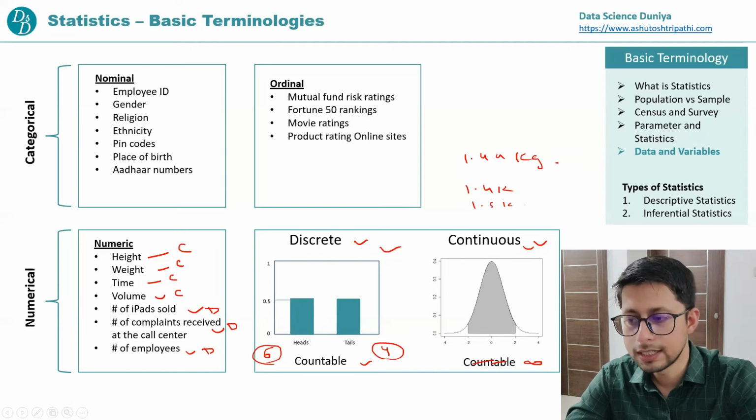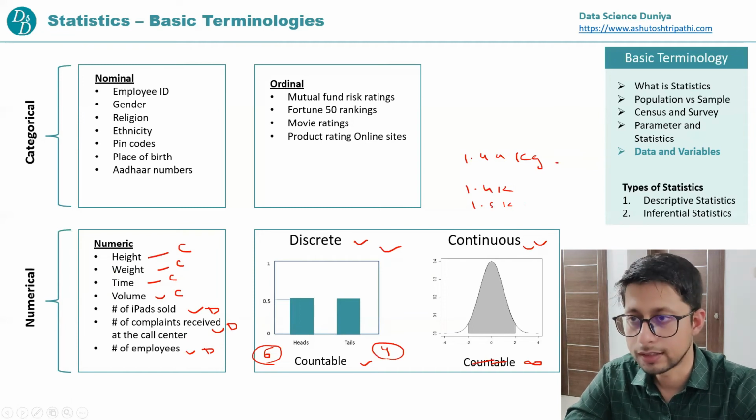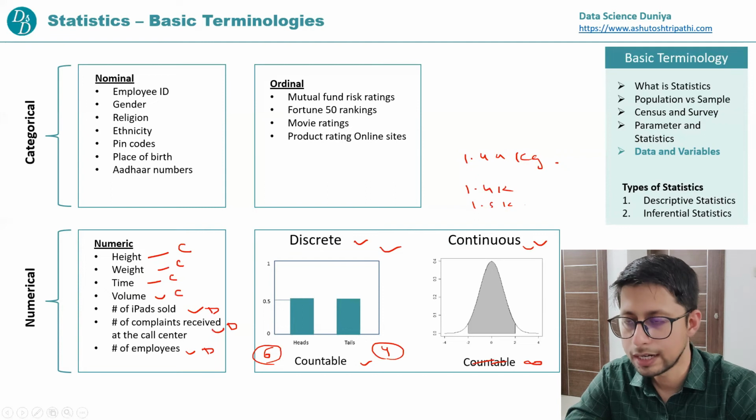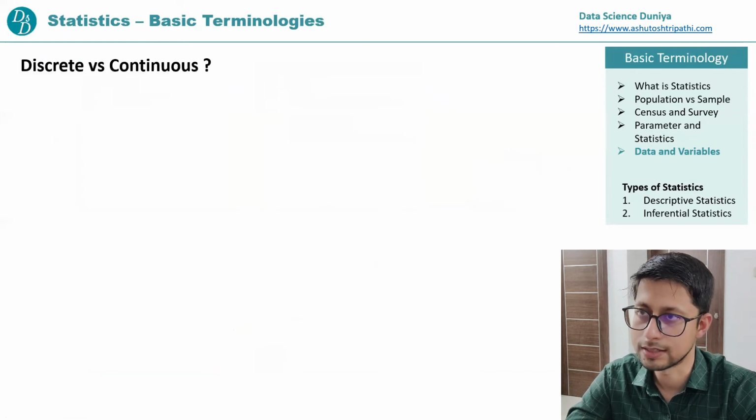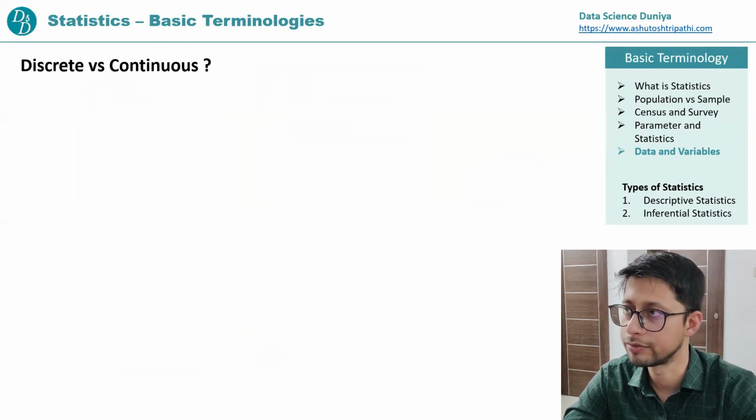So that's it about discrete and continuous data and variables, and let's do a quick attention check, guys. Okay, so let's solve some examples.